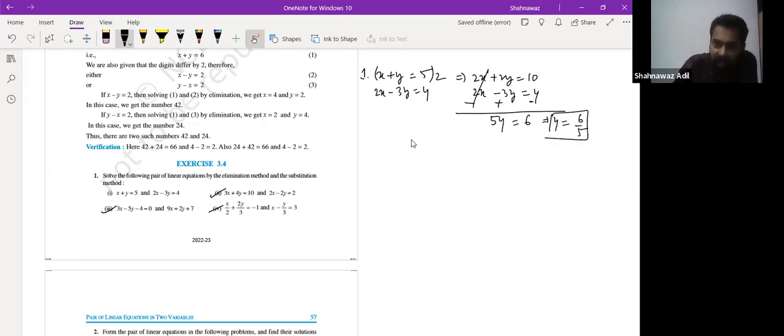And x will be what? X plus y is 5. So x will be 5 minus 6 by 5. So 25 minus 6 by 5. So 19 by 5. Right. This is simple.